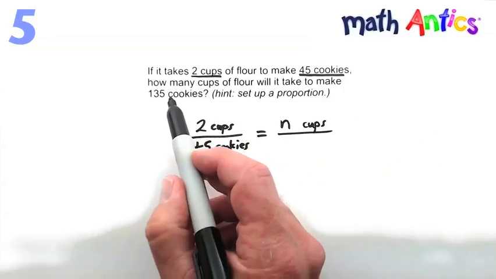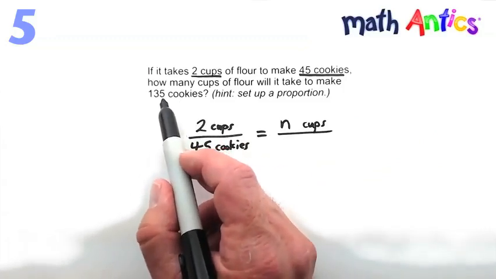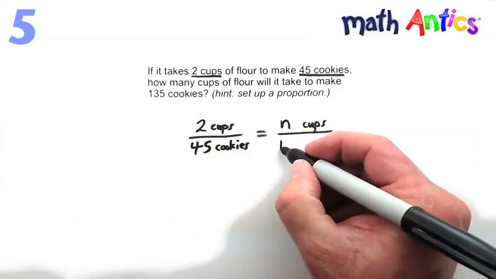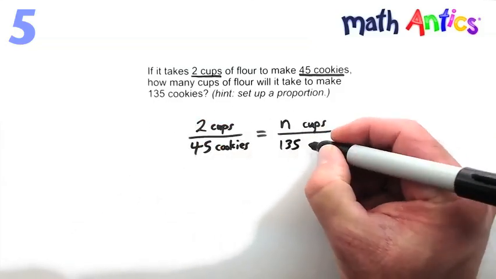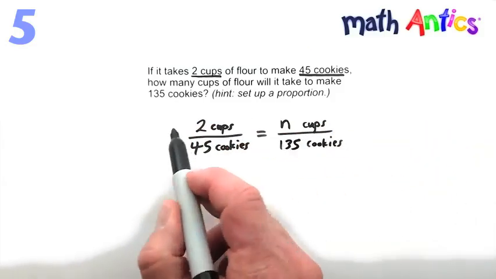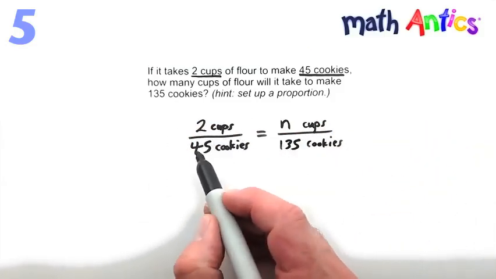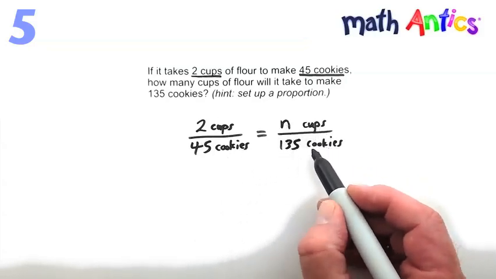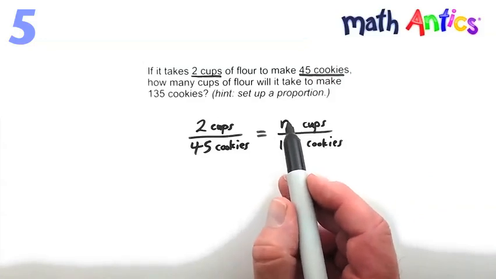And then it tells us that we're trying to get 135 cookies with that missing number, so that's going to be the bottom number, 135 cookies. Okay, so there's our proportion. 2 cups per 45 cookies equals an unknown number of cups for 135 cookies. We just need to solve for n.